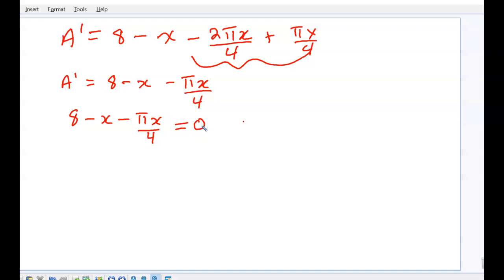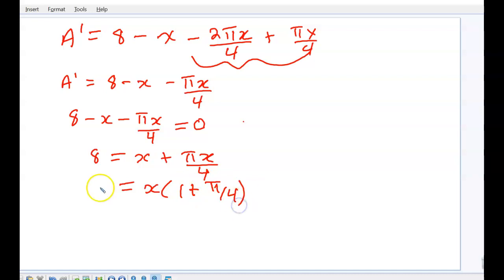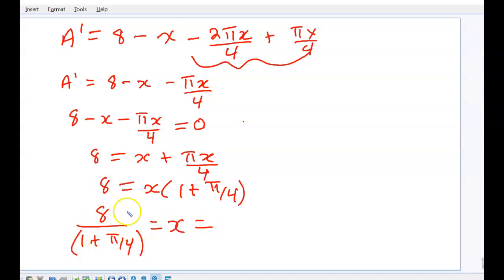Okay, so I'm going to solve for x by adding the two x terms to the right-hand side. And then I'm going to factor an x out. And then I'm going to divide by the binomial 1 plus pi over 4 equals x. And if I was to approximate this, this would work out to be approximately 4.48.